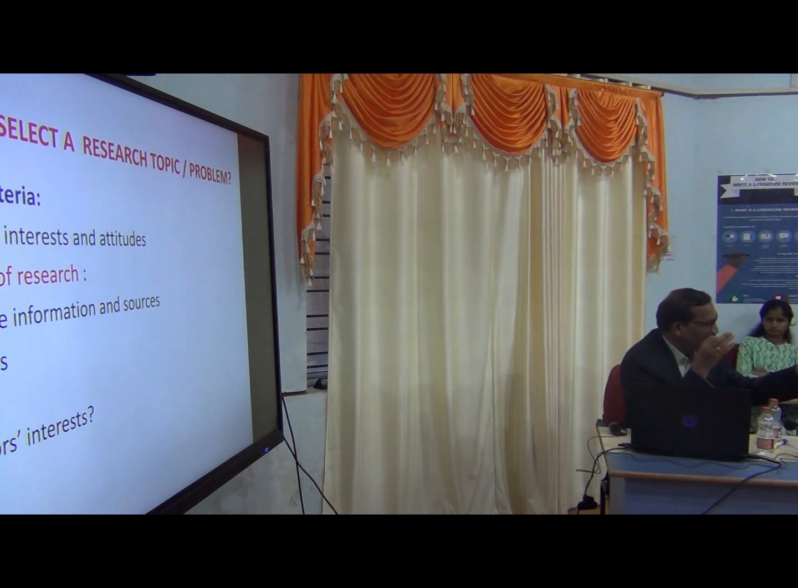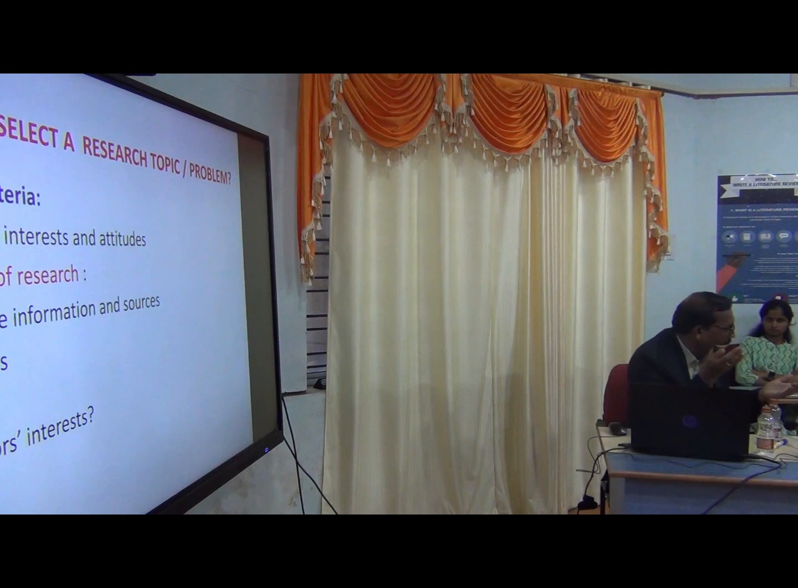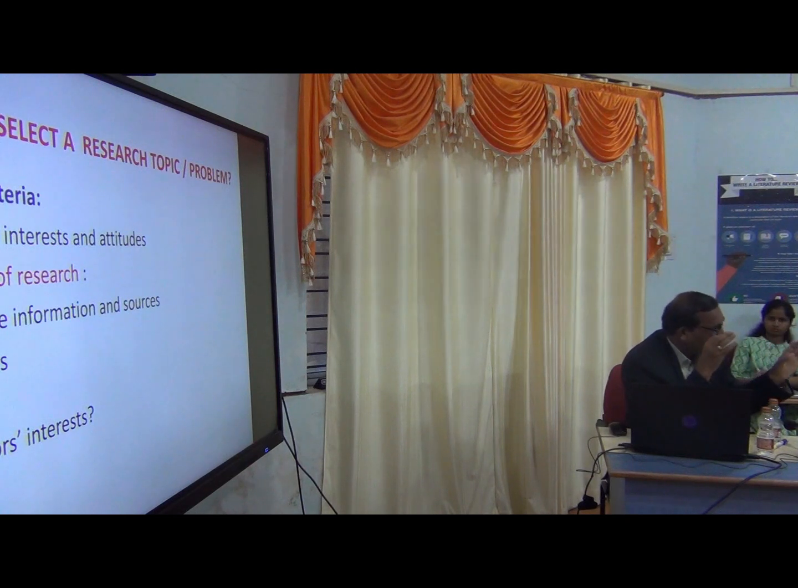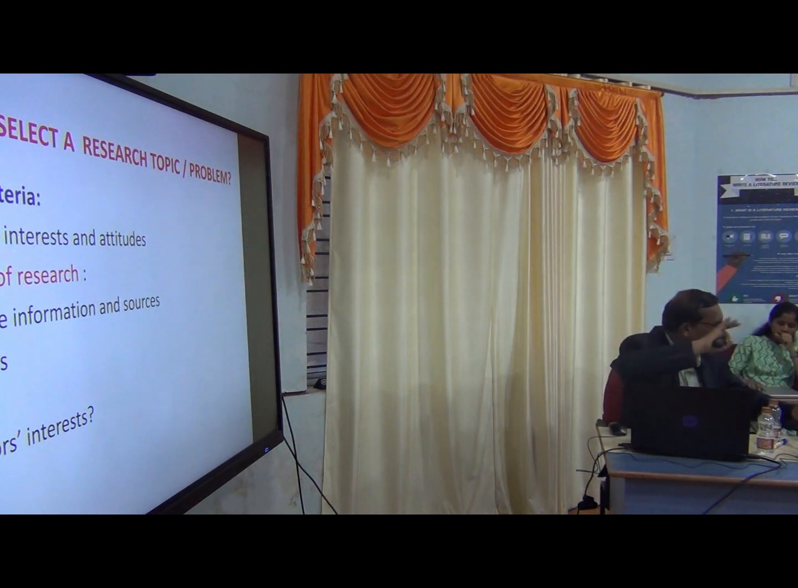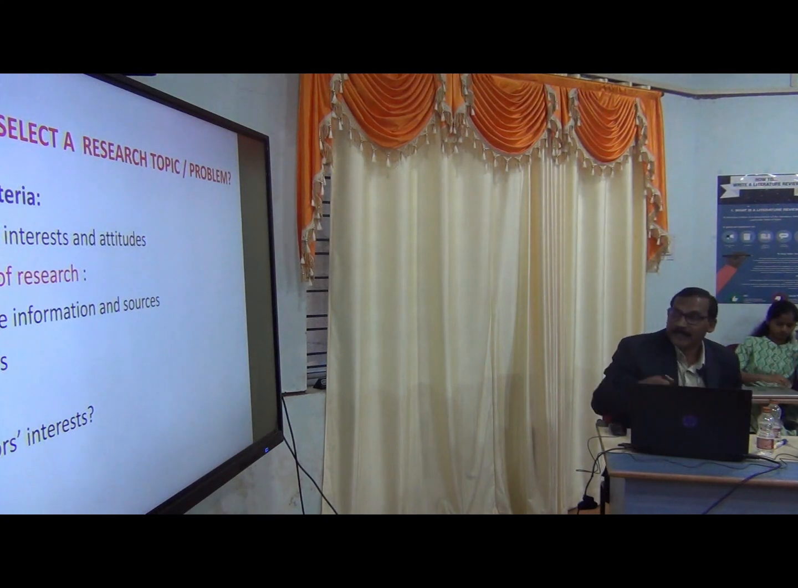It is available from the Central Bank, Reserve Bank of India. It is available from the Government of India, also from the state governments as well. It is available from local governments also, municipal corporation, municipal council like that. But you have to check availability of data and the sources of data, are they reliable? Are they authentic? And if the answer is yes, then you can go for selecting that problem. Then you can go for selecting that topic.